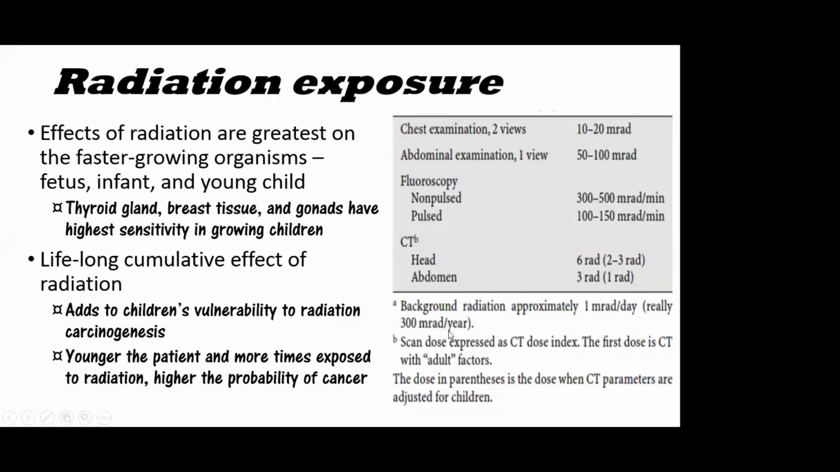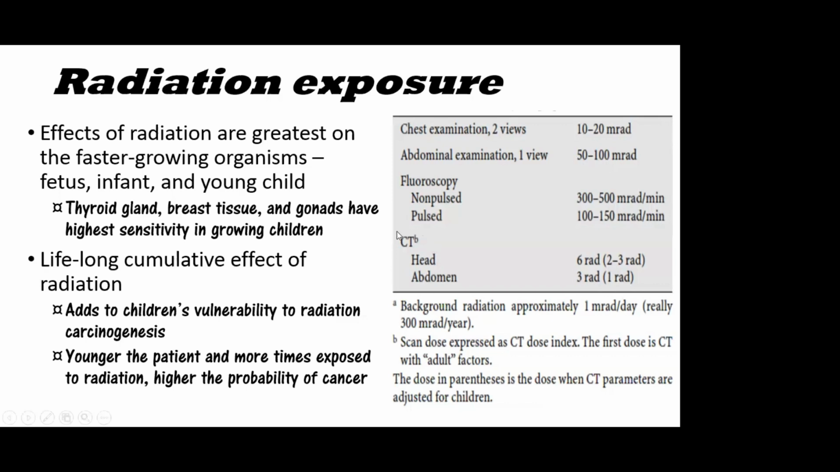it comes to around 300 millirad a year. Imagine what we do when we take an X-ray. If a baby undergoes a chest examination, maybe around 2 views, or 2 X-rays, we are exposing them to around 10 to 20 millirad. If we do one abdomen X-ray, we expose them to approximately 50 to 100 millirad. So approximately 2 months' dose we have already given in one go.